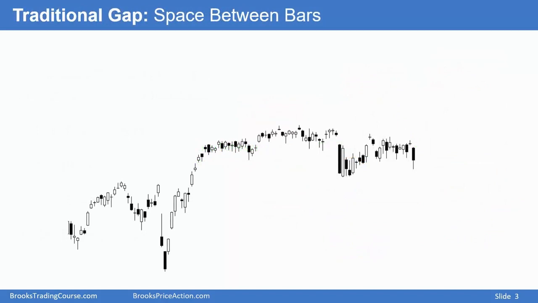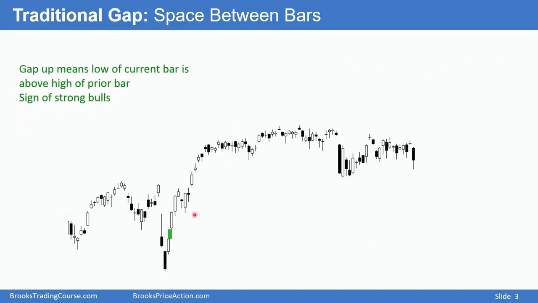I want to talk a little bit about traditional gaps. For example, this is a daily chart. Does not matter what market, but it's a daily chart. You can see that the low of this big bull trend bar did not fall above the high of the prior bar. That is a traditional gap between the low of a bar and the high of the prior bar. That's a gap up. A gap down is a space between the low of a bar and the high of a bar right here. A gap up is a sign of strong bulls.